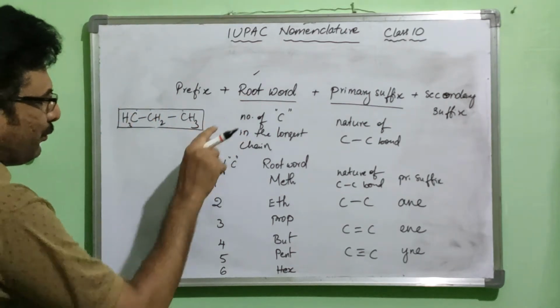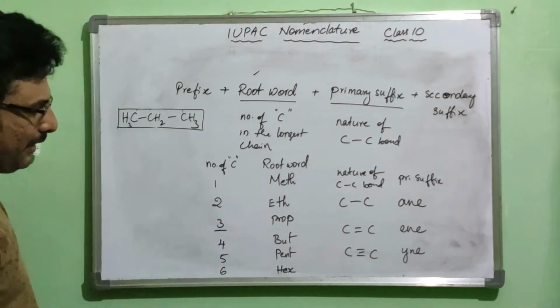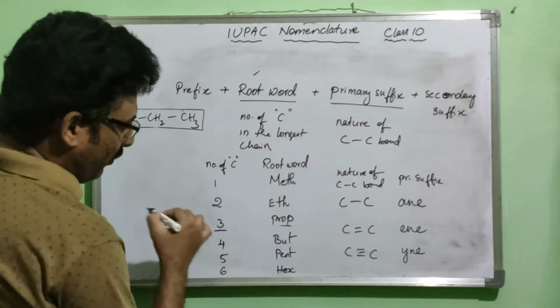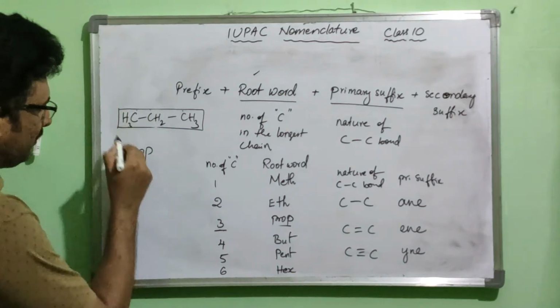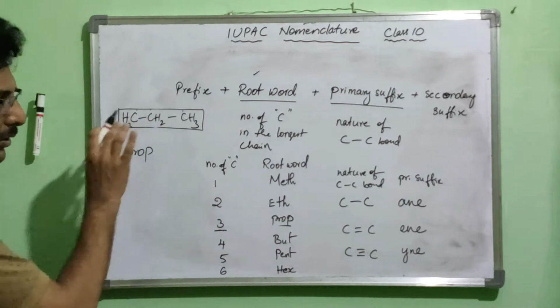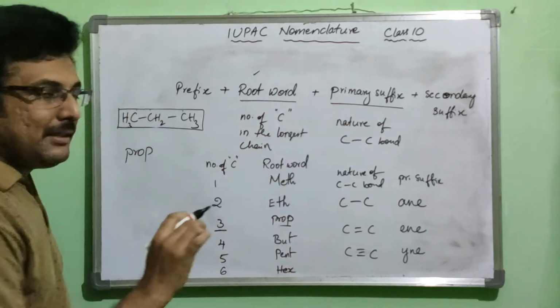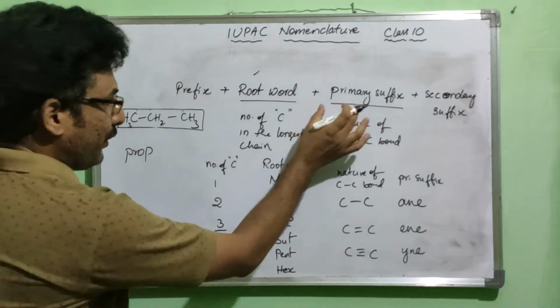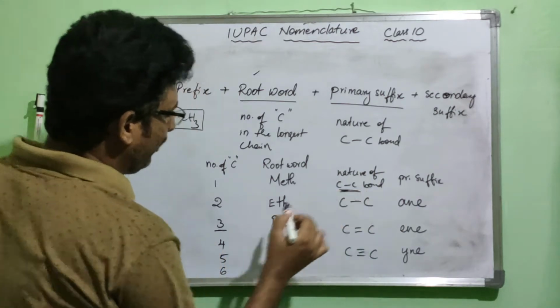So let's write the root word for 3 carbon atoms. What is the root word given for 3 carbon atoms? Prop. So write prop here. The root word of this compound is prop, followed by the primary suffix. Now, how do we write the primary suffix? You have to see the nature of the bond between the carbons.